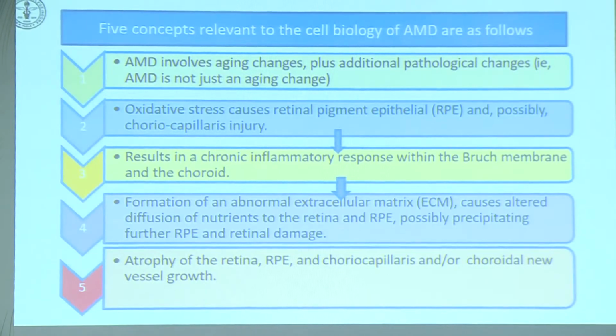Now, the 5 concepts relevant to the cell biology of the AMD and the study is: AMD involves aging changes plus additional pathological changes. That is, AMD is not just an aging change. Oxidative stress causes RPE and possibly choriocapillaries injury. Results in chronic inflammatory response within the Bruch's membrane and the choroid, which results in formation of an abnormal extracellular matrix, which causes an altered diffusion of nutrients to the retina and RPE, possibly precipitating further RPE and retinal damage. Atrophy of the retina, RPE and choriocapillaries, and or the choroidal neovascular growths.